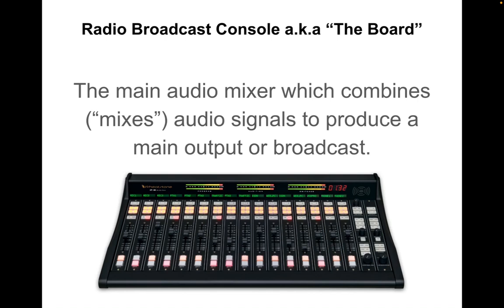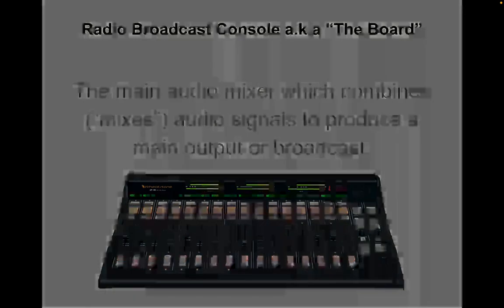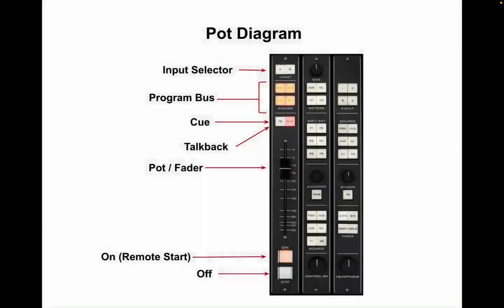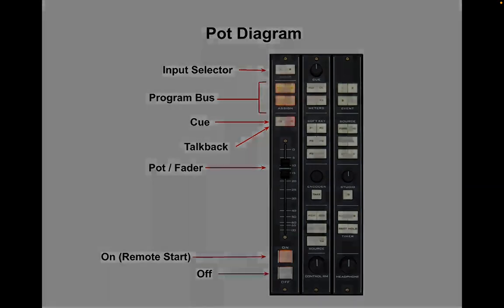A radio broadcast console is different from a PA or live sound mixer and is built for ease of use by the operator. Let's begin with the pot diagram. Pot is short for potentiometer and refers to an individual channel with a slide fader to set the audio gain and control the volume units for each input or playback equipment.